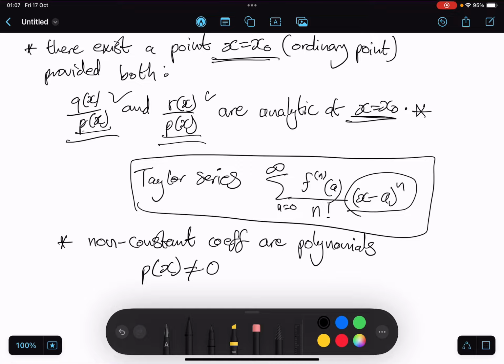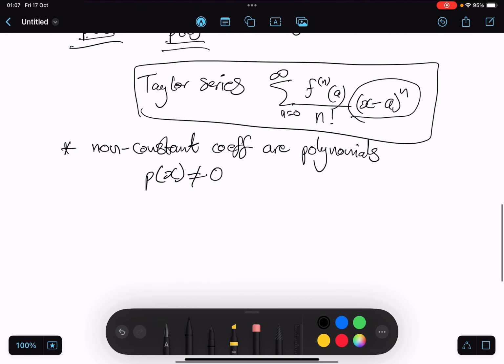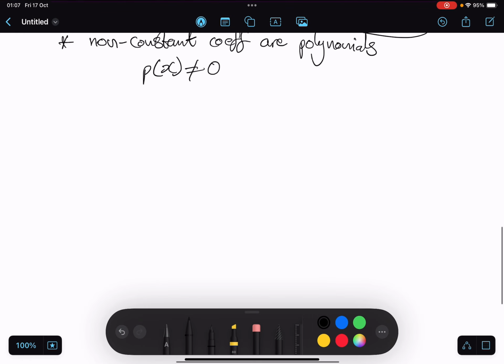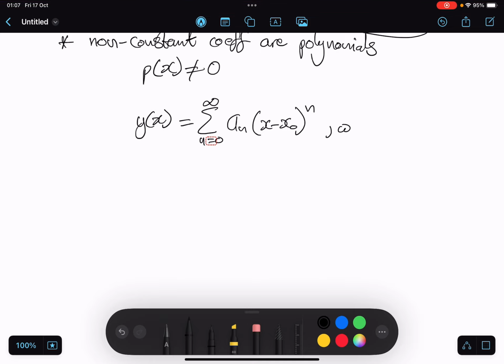So the basic idea in finding a series solution to a differential equation is to assume that we can write the solution as a power series in this form. y of x is equal to the sum from n equals 0 to infinity of a n times x minus x naught to the power n, where x is equal to x naught.